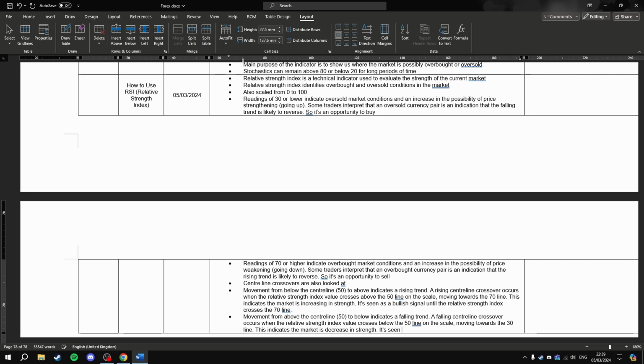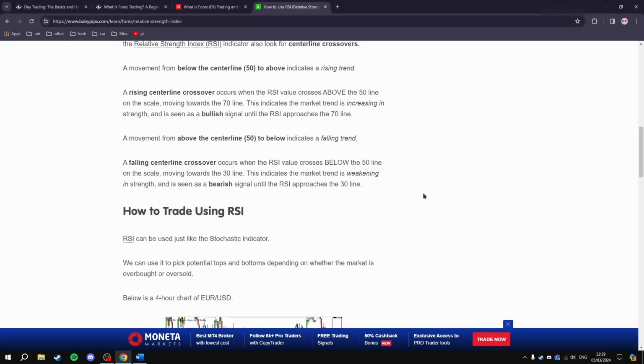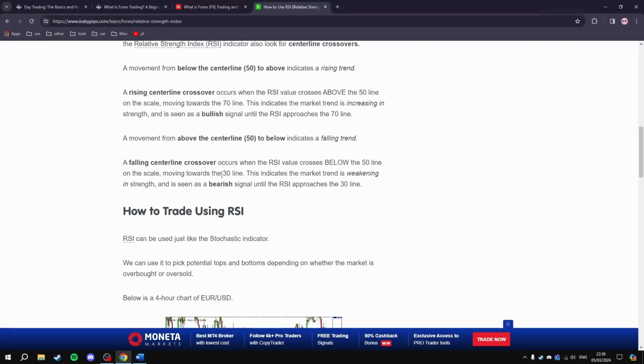It's seen as a bearish signal until the relative strength index crosses the 30 line. Below the 50 on the scale, moving toward this is weakening in strength.